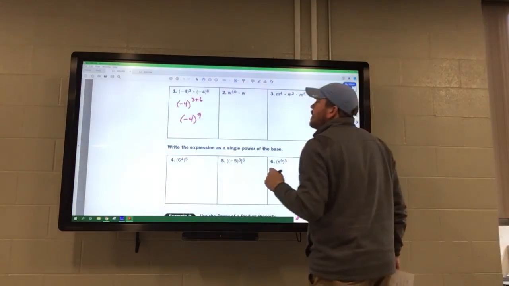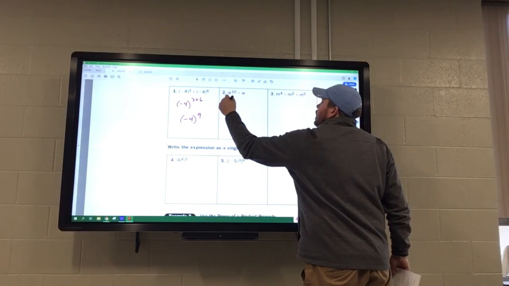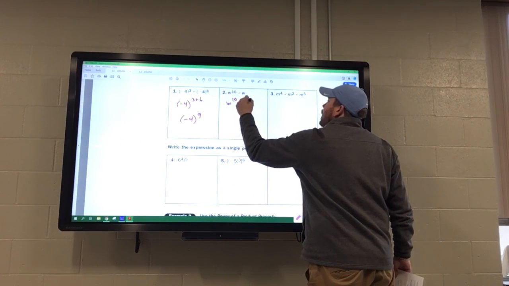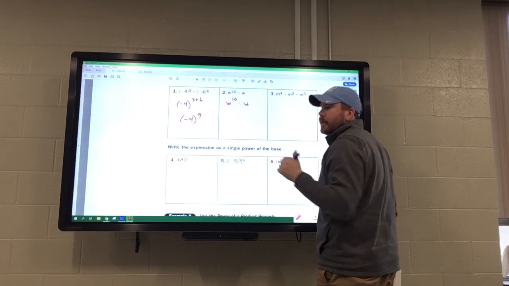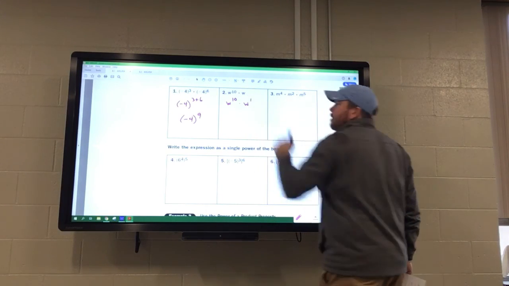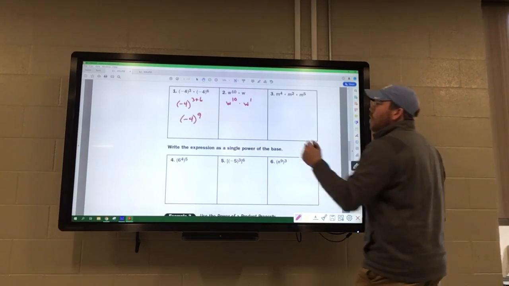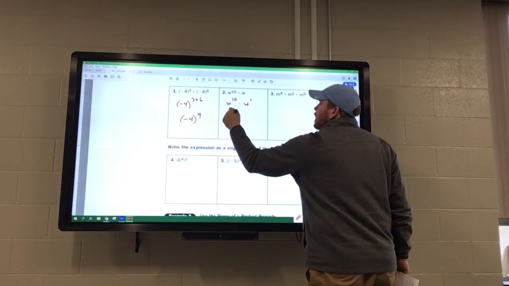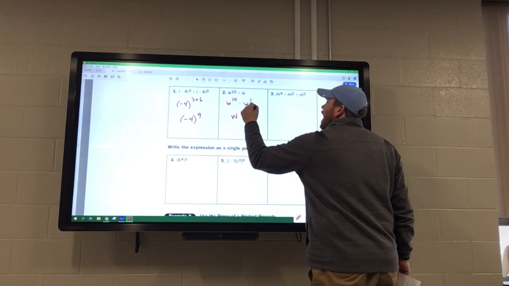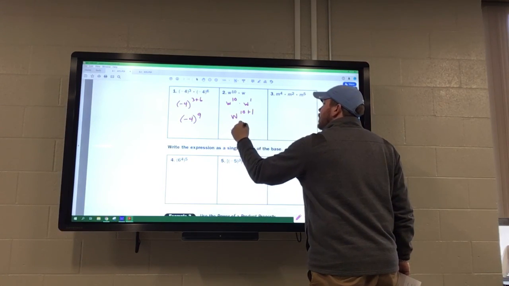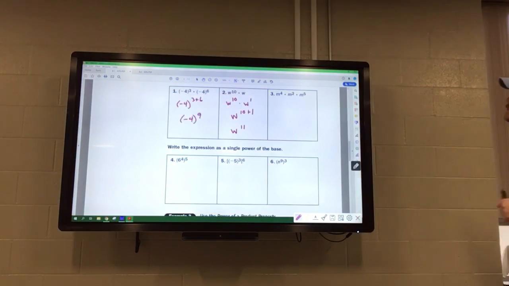Number 2, you need to be very careful, all right? Because we have w to the 10th, and then we're multiplying that by w, but what you need to remember is that's actually w to the 1st power. So, we're multiplying two powers with the same base. I keep my base, I add my exponents, leaving me with w to the 11th power.